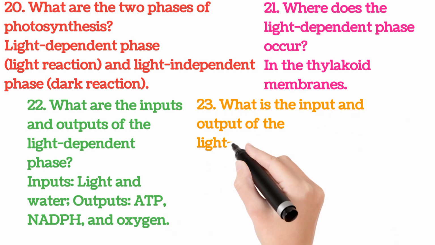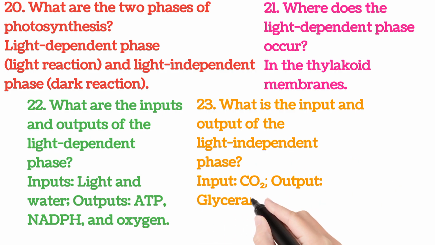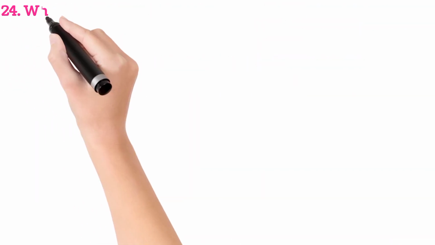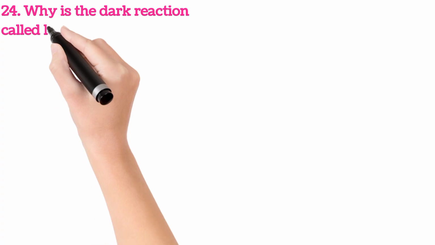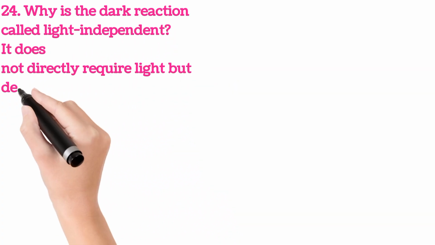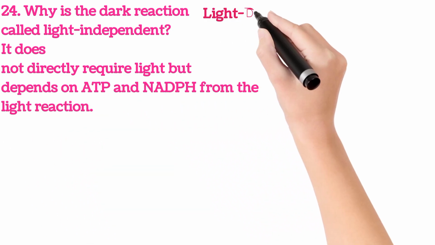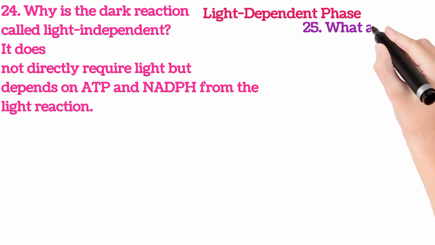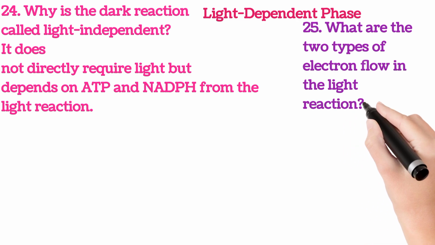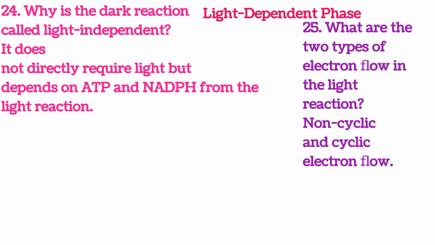23. What is the input and output of the light-independent phase? Input: CO2. Output: glyceraldehyde 3-phosphate. 24. Why is the dark reaction called light-independent? It does not directly require light but depends on ATP and NADPH from the light reaction. Light-dependent phase. 25. What are the two types of electron flow in the light reaction? Non-cyclic and cyclic electron flow.